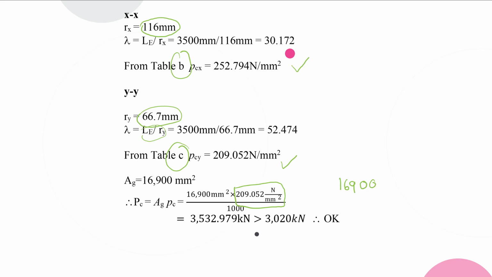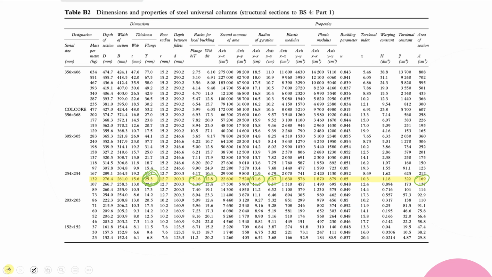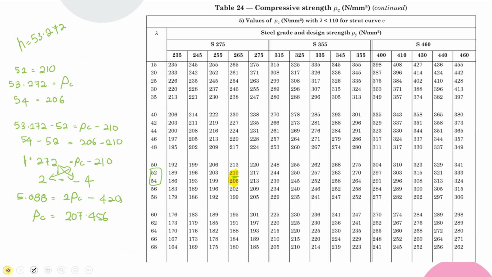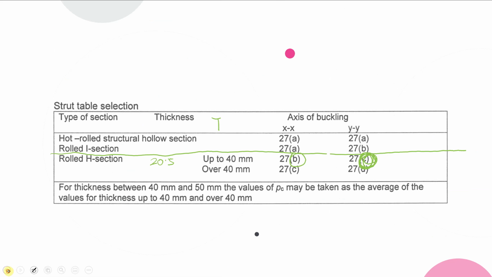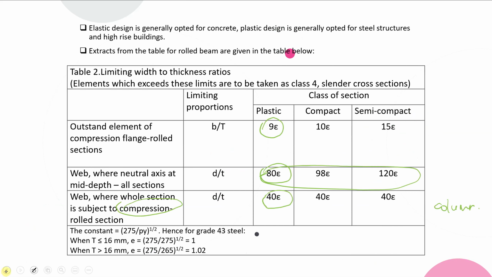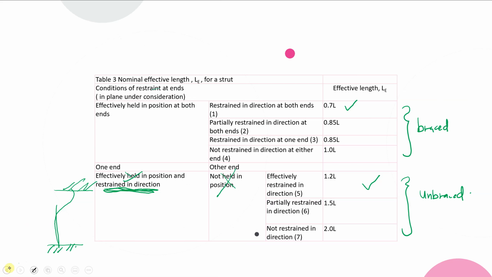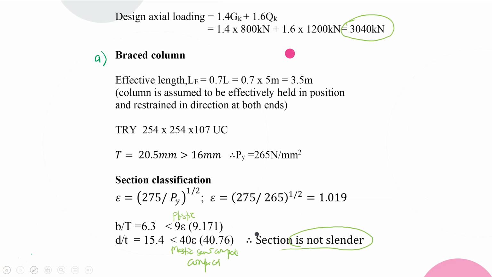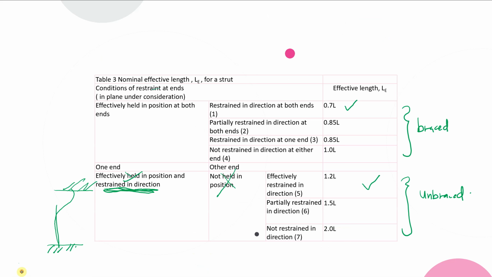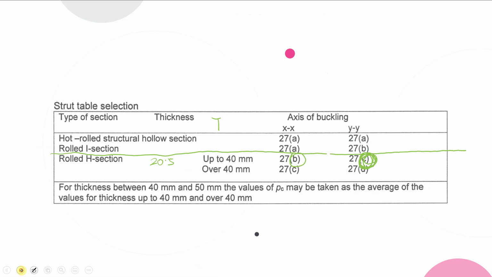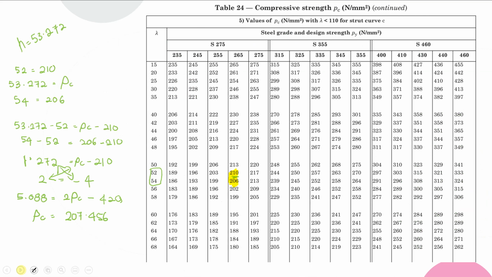Multiplied by this one, I get 3532.979 kilonewton, which is bigger than the 3040 that we calculated when we calculated the axial load. Okay, where is it? The first one. Okay, 3040. Alright. Okay, we are done with the braced column. Okay, we have the braced column. Indeed it is more, so it is okay.